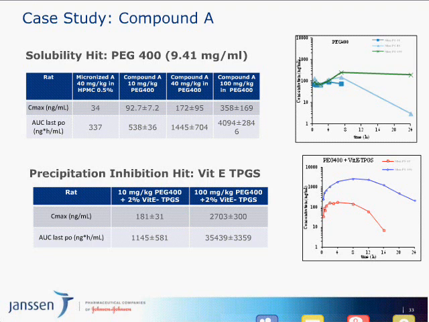If we go a little further, then we have the precipitation inhibition screen, which I will explain a little later. We screened here for a good precipitation inhibitor, and it was vitamin E TPGS, which was the only one coming out of this screen. So we combined this PEG 400 with vitamin E TPGS, and we see in the 100 mg per kilogram dose a 9 times increase in bioavailability, which is a huge improvement there. So you can see that it's really important to screen and to pick out the hits from there.